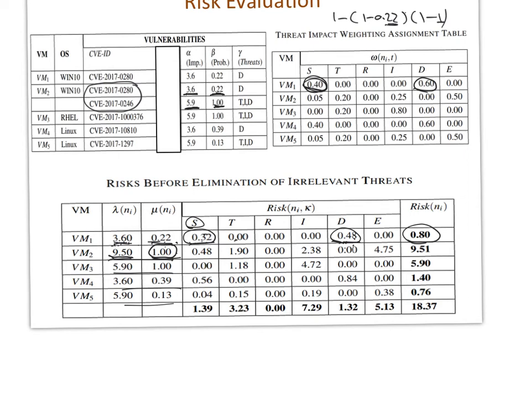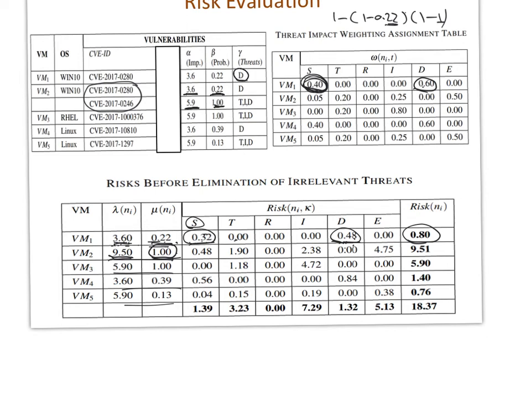So now it's very easy to calculate this table. We know how to do it. But we need to correlate, because we said that despite the fact that the vulnerabilities here have certain weights on the STRIDE threats, the vulnerability that exists does not have any effect on the spoofing. Right?